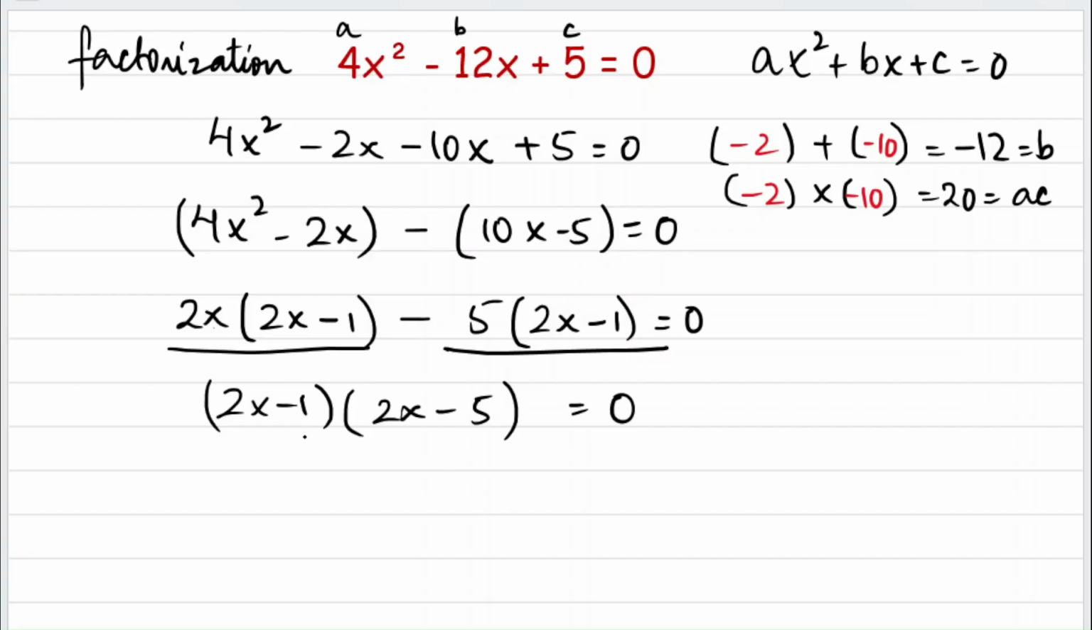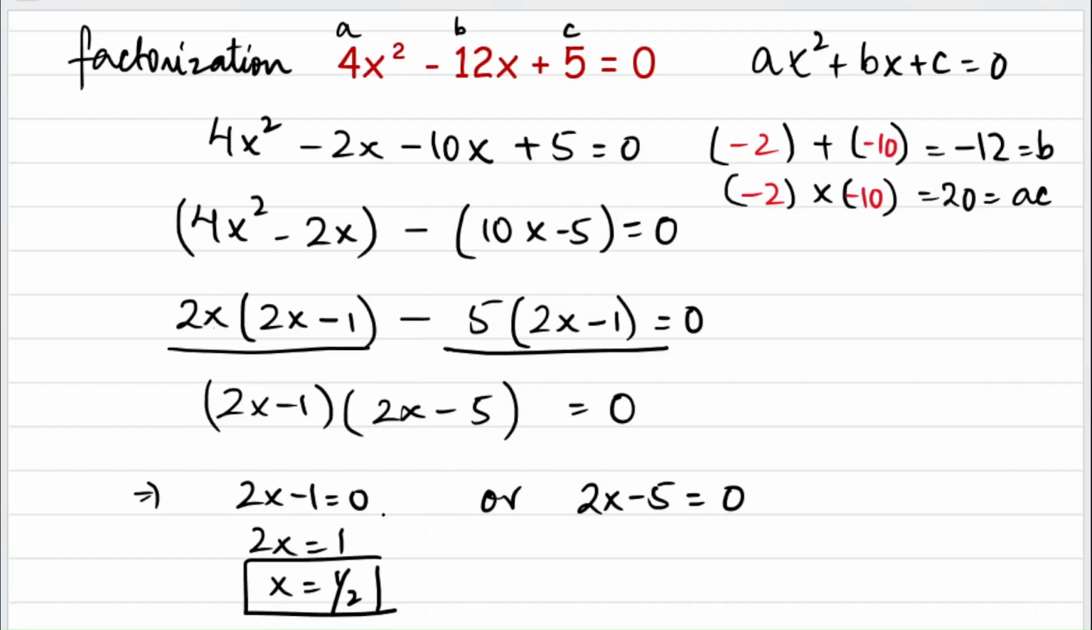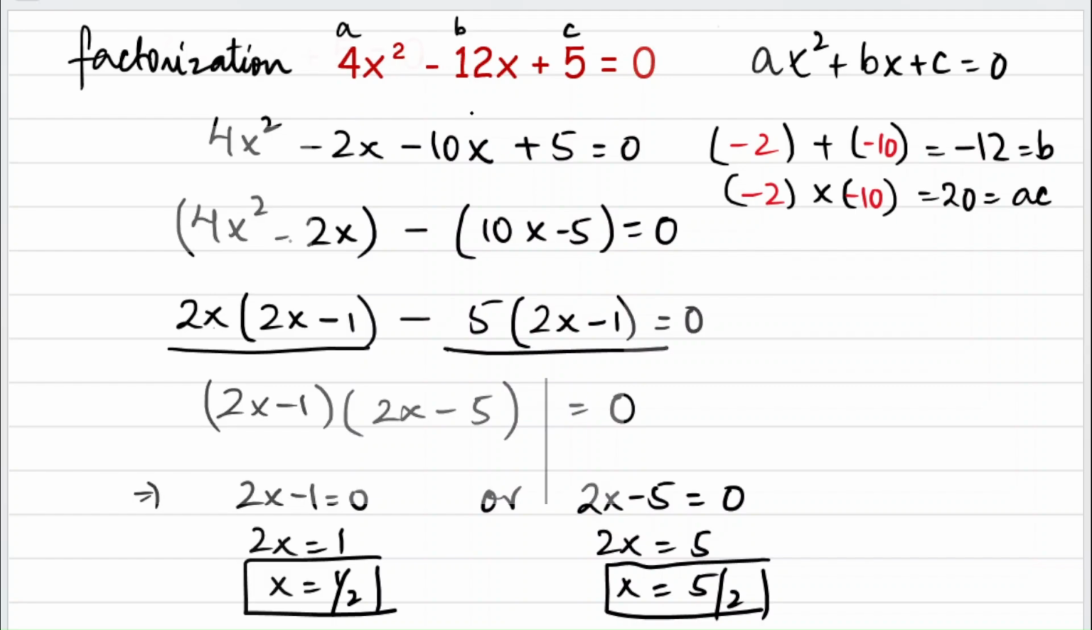equals 0. Now, according to the null factor law, whenever the product of two terms or two numbers is 0, then at least one of them must be equal to 0. So I get 2x minus 1 equals 0 or 2x minus 5 equals 0. These are just our linear equations. So it will give me 2x is 1 and x as 1 half, which is one of the solutions of this quadratic equation. From here, I would get 2x as 5 and x as 5 over 2. So x as 1 half and x as 5 halves are the two solutions of this given quadratic equation.